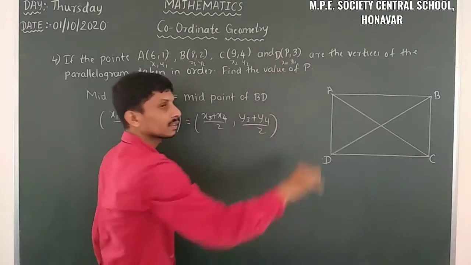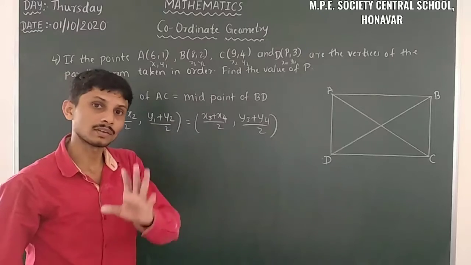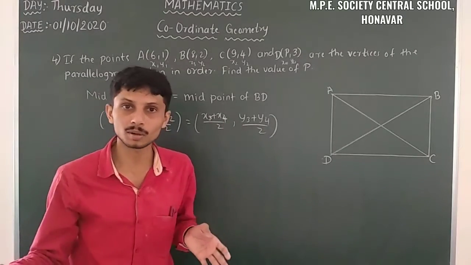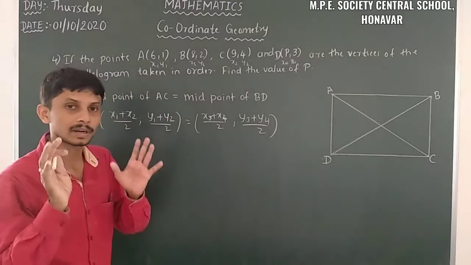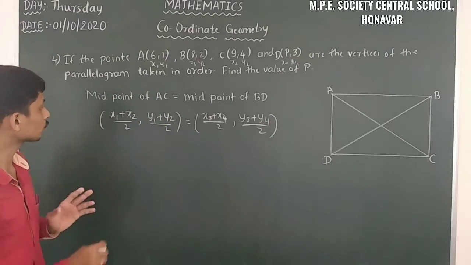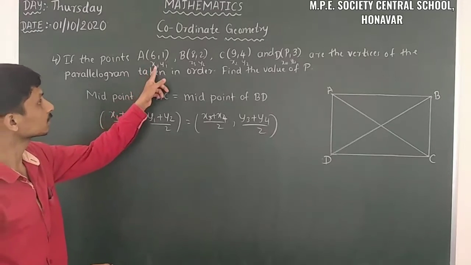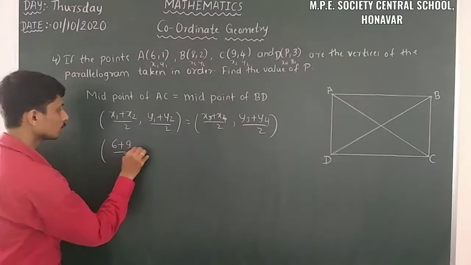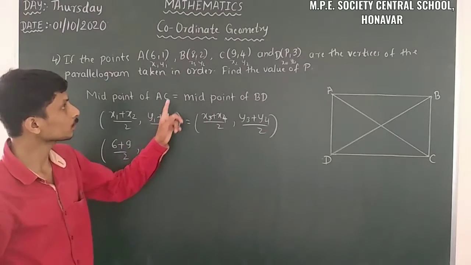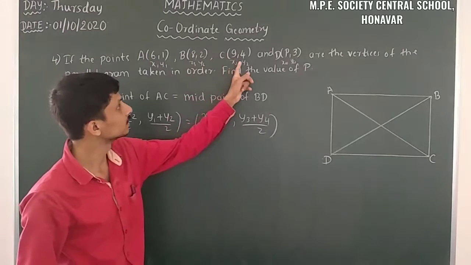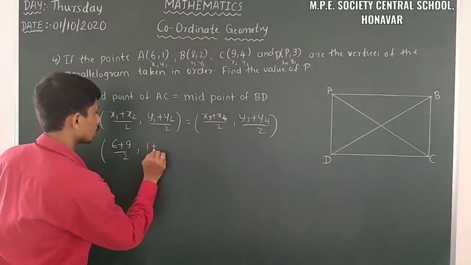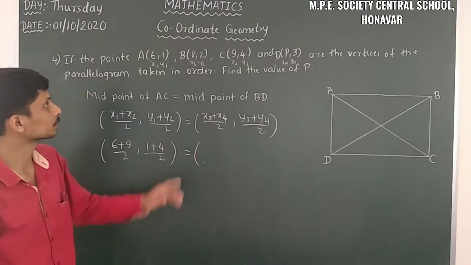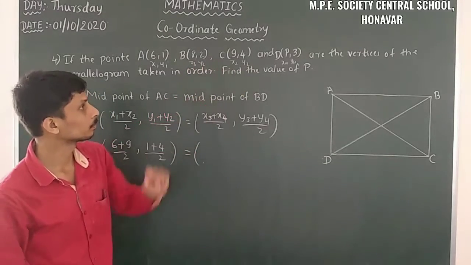This is rough work, you can write it in pencil. In the examination, we write it in pencil and after that we rub it out. Okay. After that, we have to insert all the values. x1 is 6, x2 is 9, so 6 plus 9 divided by 2. Then y1 plus y2, 1 plus 4 divided by 2, is equal to. Then x3 plus x4, 8 plus P by 2.